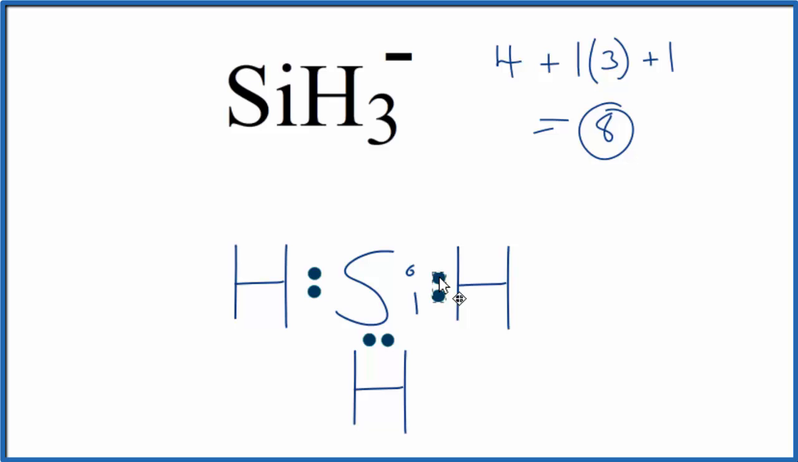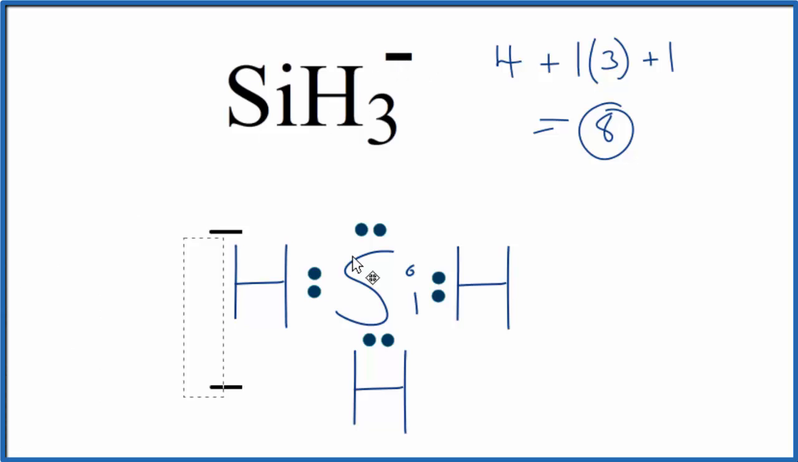So we've used 6, and hydrogen only needs 2 valence electrons to have an outer shell that is full. So the hydrogens, they're satisfied. Put our last 2 electrons around the Si. Now the Si, that has an octet. So this is the Lewis structure for SiH3-.